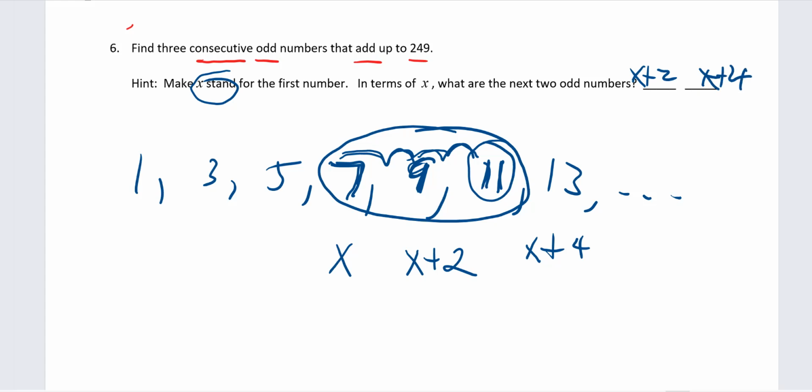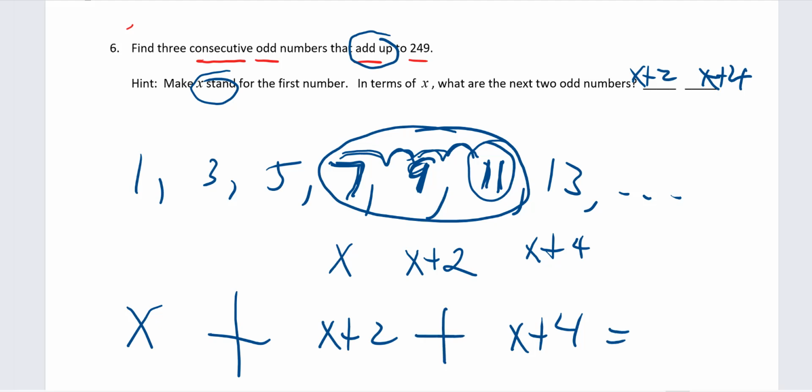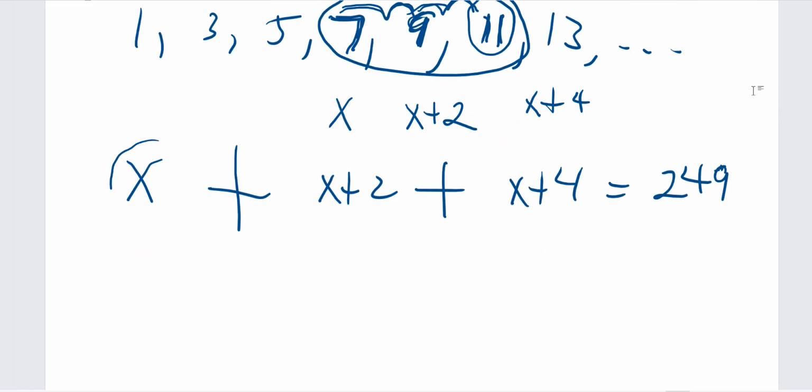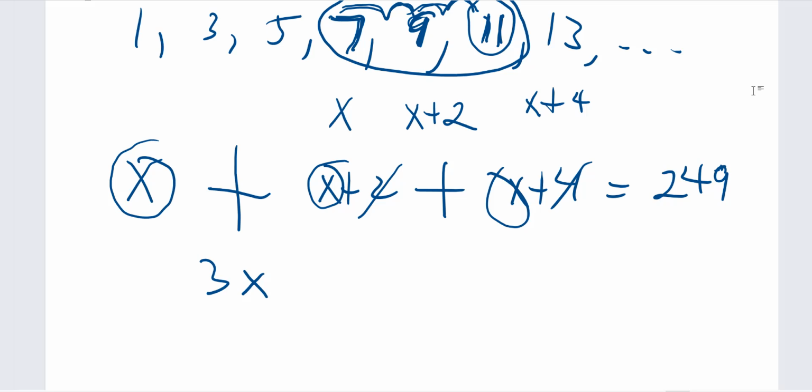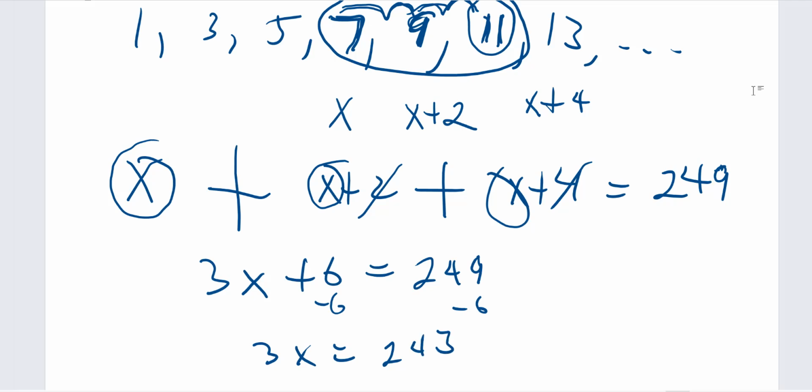So the question said that these numbers add up to 249. We have our x, our x plus 2, and our x plus 4, and it says those numbers add up to 249. So this is the equation that we're going to solve. How do we solve it? Well, we have our like terms, x plus x plus x, that's 3x, and 2 plus 4, that is 6. On the other side, we have 249. We'll subtract 6 from both sides. We get 3x equals 243.